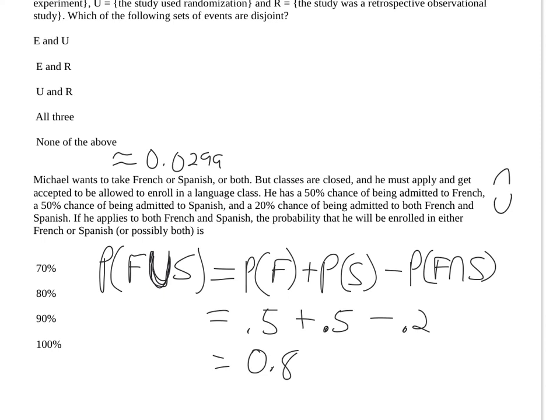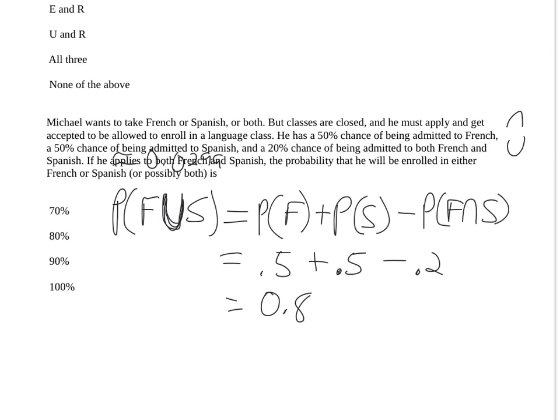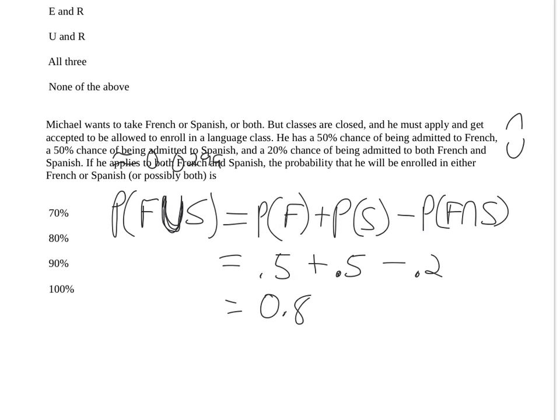I like to think of this in terms of Venn diagrams. So I'm going to move this slide up a little. Here we go. And I'm going to draw a simple Venn diagram. Here we have the probability that he gets accepted into French. Here's the probability he gets accepted into Spanish. And then, of course, if you're familiar with Venn diagrams, this part here is the probability that he gets accepted into both, right? Now, if we want to know the probability of being in French or Spanish, that means we're looking at the total area of these intersecting circles, right?